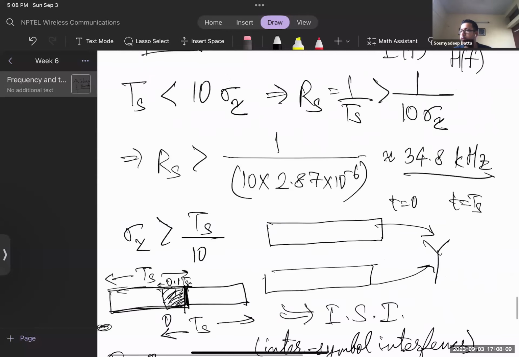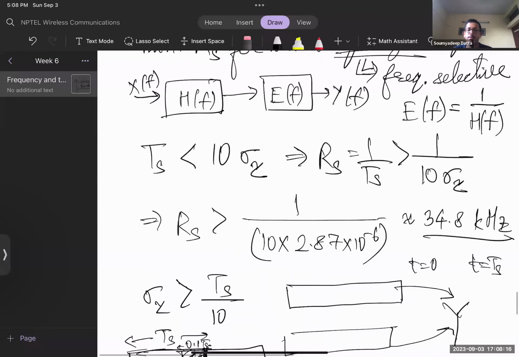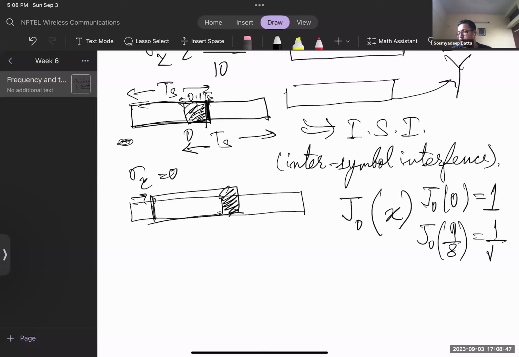J0 of 0 and J0 of 9/8, there is nothing much to explain, because this is a standard function. The Bessel function of 0th order has well-defined values. So J0 of 0 is 1 and J0 of 9/8 is equal to 1/√2. If you forget all of the fading and everything, this is a standard function whose value at 0 is 1 and value at 9/8 is 1/√2.